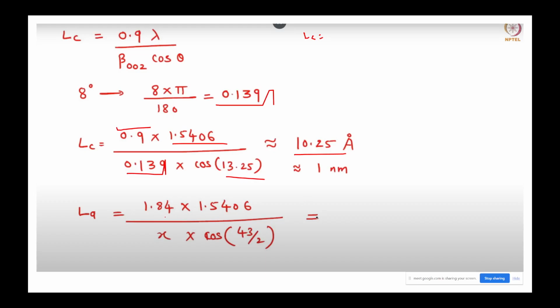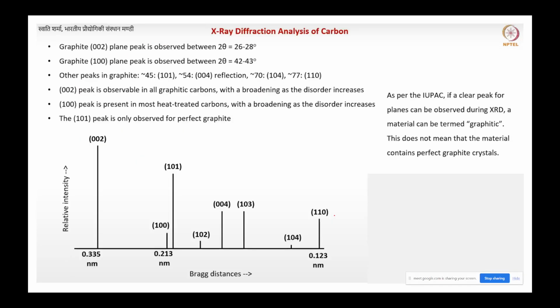La is also the same here. 1.84 would be your K, and then beta value. Beta you also have to find out similarly to earlier, and cos 43 by 2. So it would be coming in angstrom.